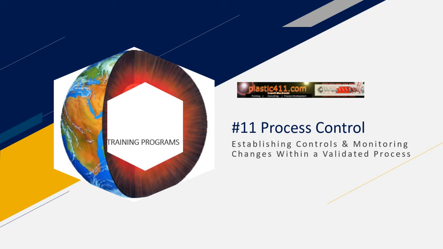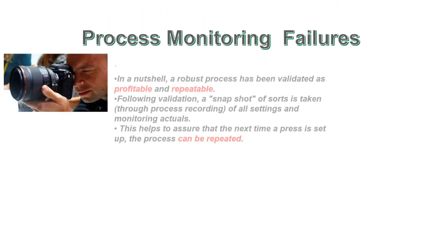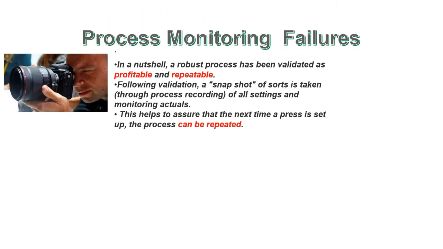Number 11 is process control. In this section, we're going to discuss establishing upper and lower control limits and monitoring changes within a validated process. So in a nutshell, a robust process has been validated as profitable and repeatable. Following validation, a snapshot of sorts is taken through process recording of all set points and monitoring actuals. This will help to assure that the next time a press is set up, the process can be repeated.